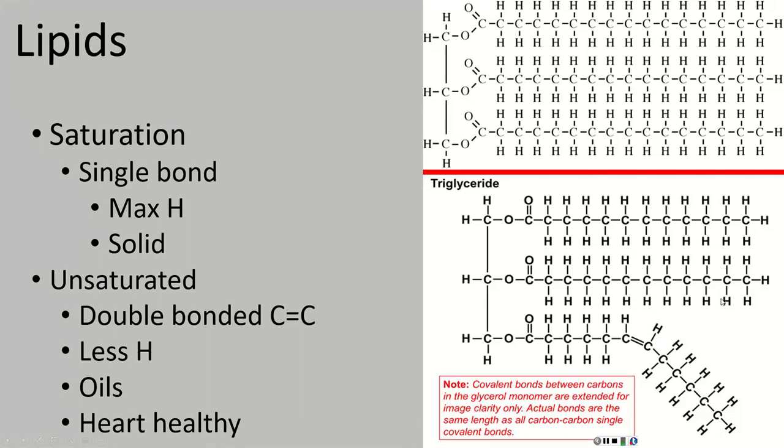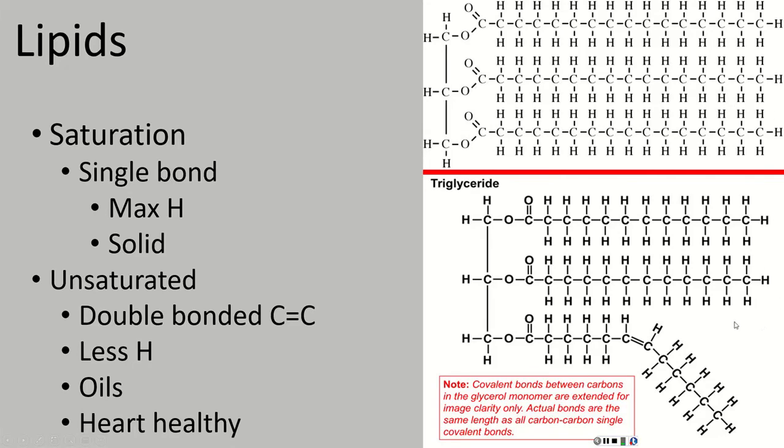These tend to be liquid at room temperature, oils, and they are more heart healthy. Why is that? Well, in order to break these fats or oils down, water has to be able to get to the bonds. It has to be able to get in there to actually break those bonds with a hydrolysis reaction. Up here at the top in the saturated, since the chains are so straight and packed tightly together, it's difficult for water to get in between those chains.